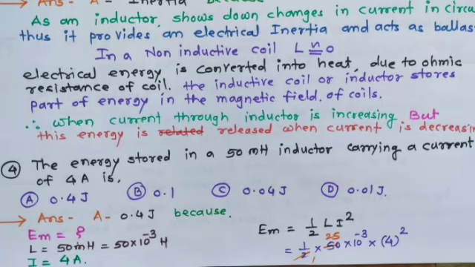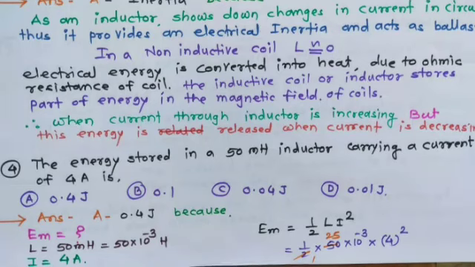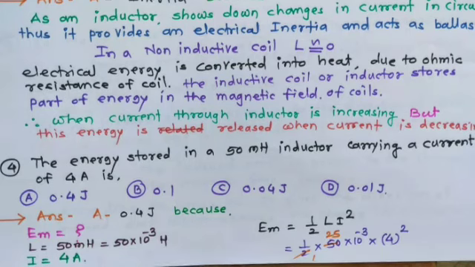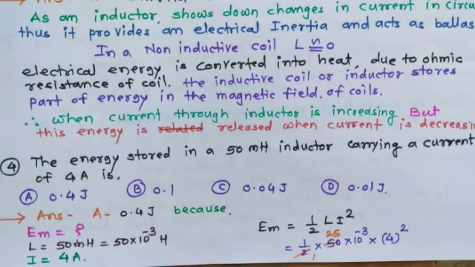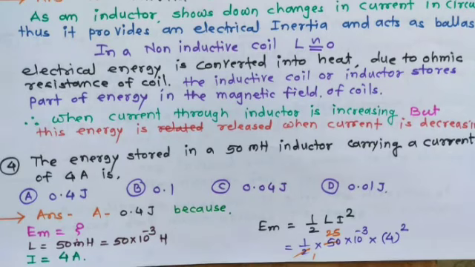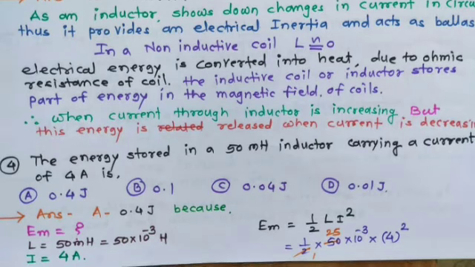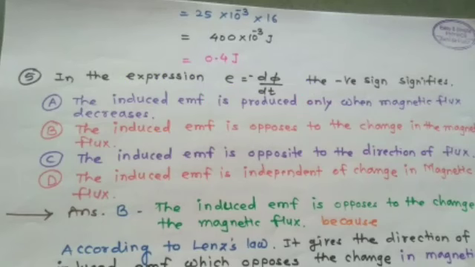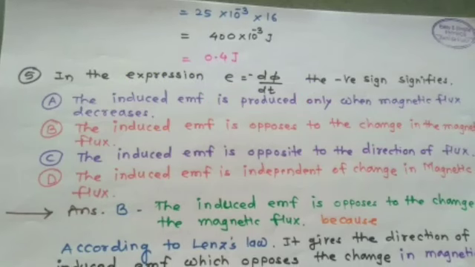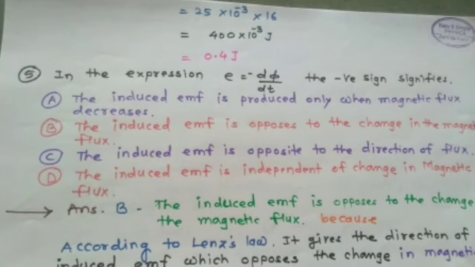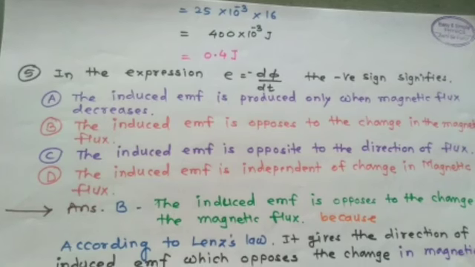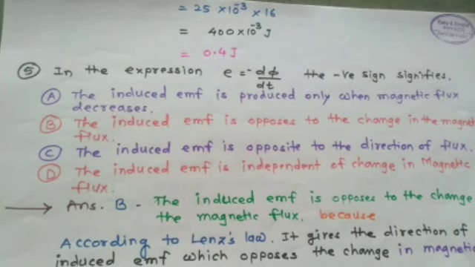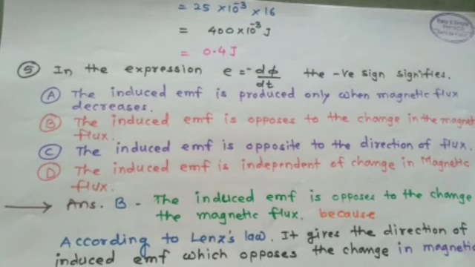If we substitute the values, half multiplied by 50 multiplied by 10 raised to minus 3 into 4 square. So 50 divided by 2 is 25 into 10 raised to minus 3 into 4 square. So 25 into 10 raised to minus 3 into 16 is 400 into 10 raised to minus 3 joule. So here the answer will be 0.4 joule.